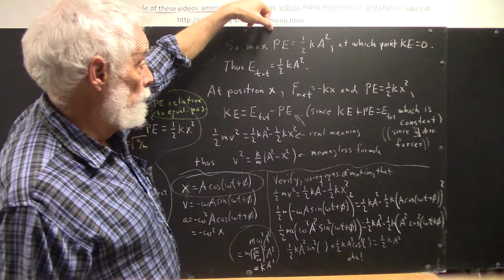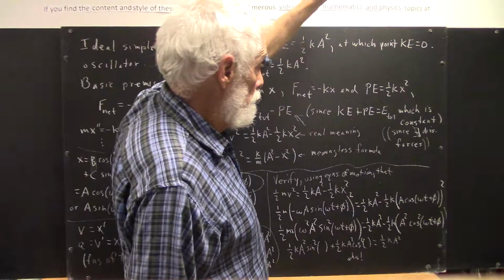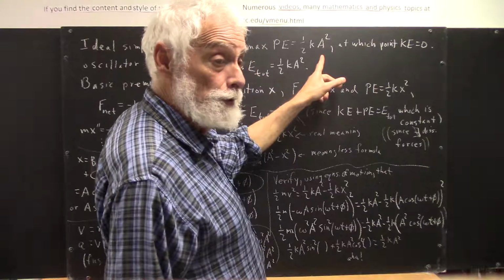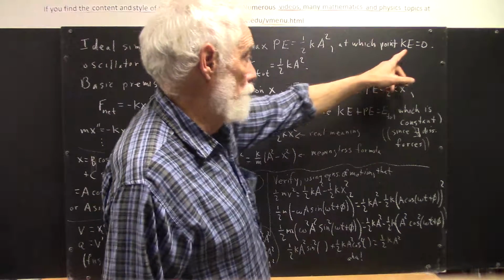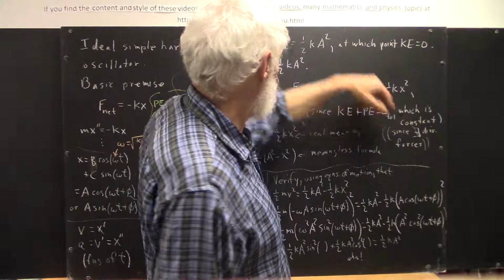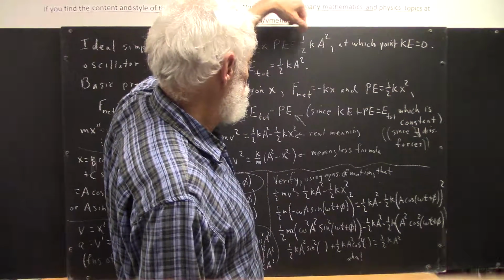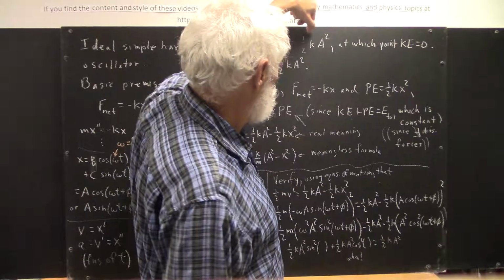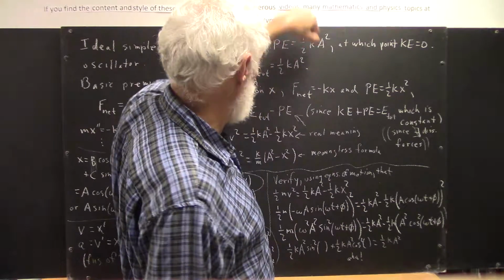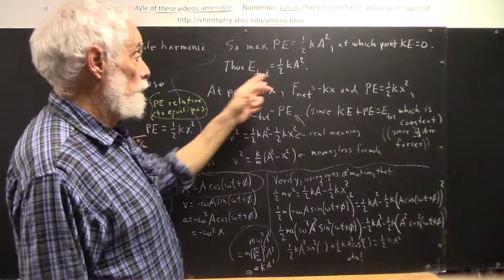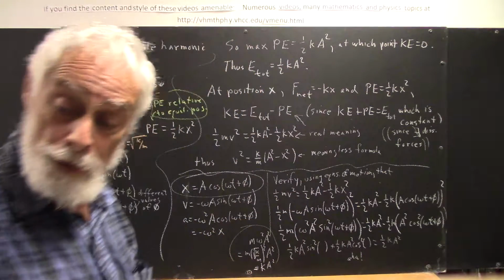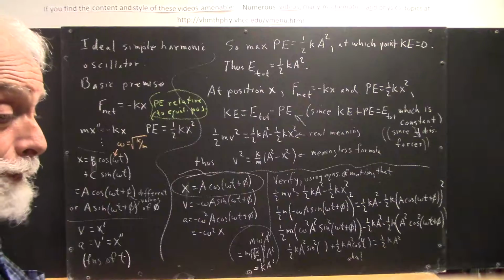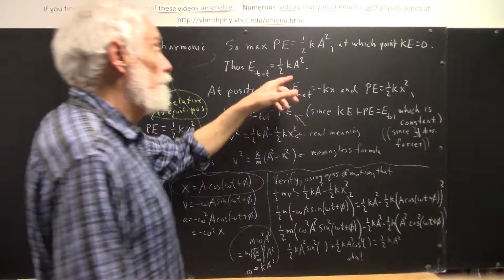So, from the fact that the oscillator stops when it gets to the point of maximum displacement, we determine the kinetic energy at that point is 0, so that the total energy at that point is just the potential energy, which is 1/2 Ka squared. So total energy is 1/2 Ka squared. And this is not just at the point of maximum displacement, this is at every point.